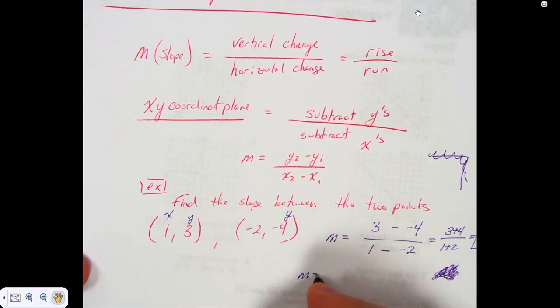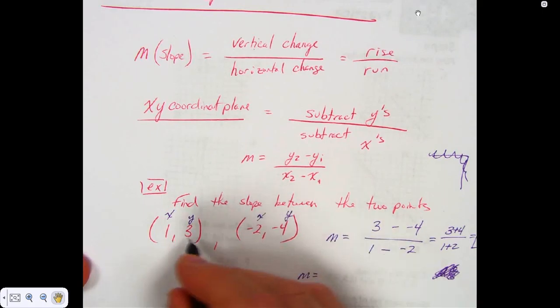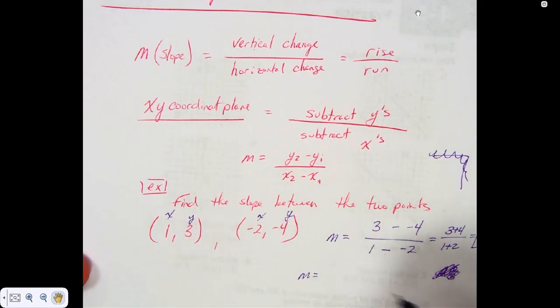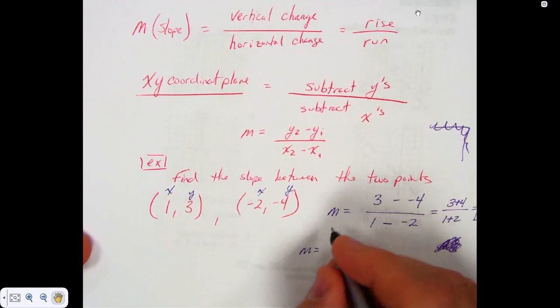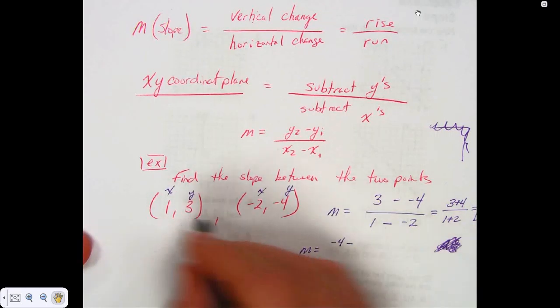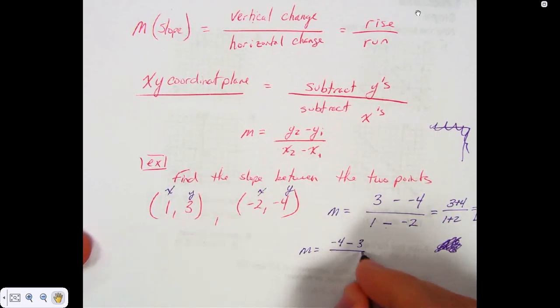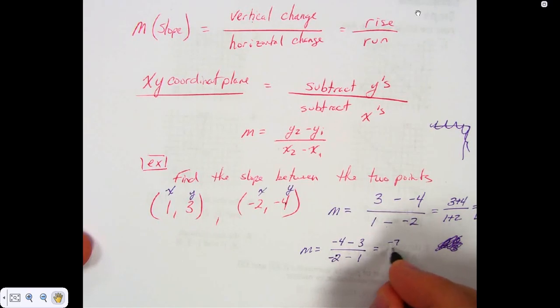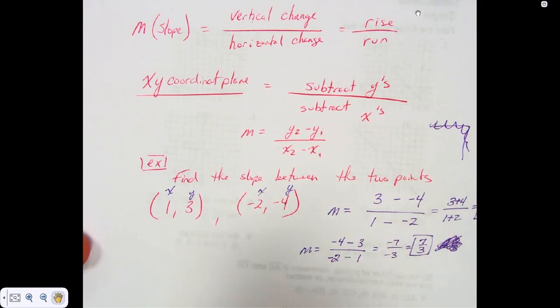I could also find the slope, let's do it the other way. Let's say we decided to do this -4 first, okay? So we went -4 minus, what would be on the other side? If I use the -4 first, what x do I have to use first? -2 minus 1. So you get -7 over a what? -3, negative divided by negative is a positive. You notice we get the same answer, don't we?